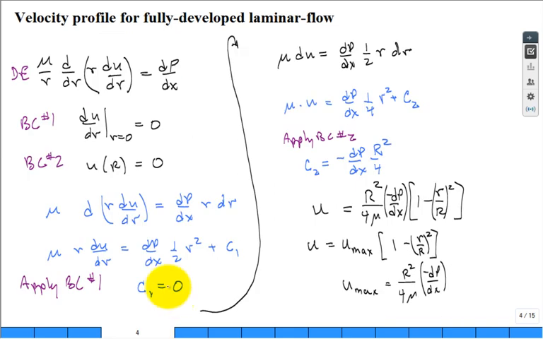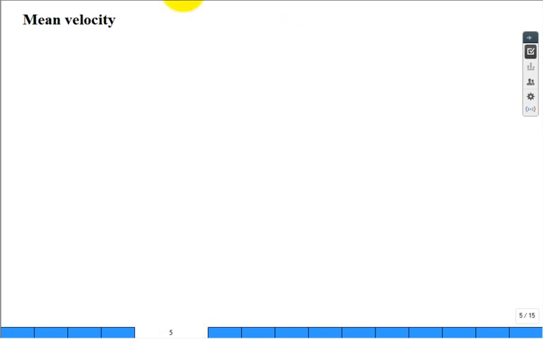There's the details if you want to check it. So separate, integrate, use those boundary conditions. You can do it. Once we have u as a function of r, we can get the mean velocity. That was the velocity needed in the Reynolds number.